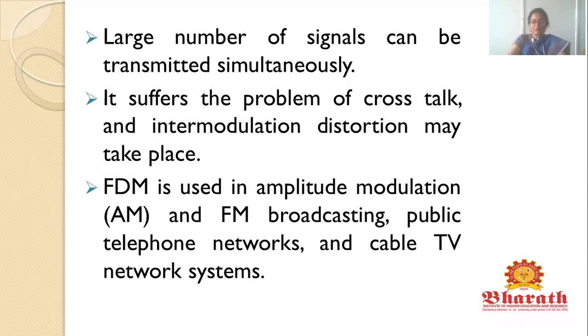In this frequency division multiplexing, a large number of signals can be transmitted simultaneously. Frequency division multiplexing suffers from the problem of crosstalk, as already told you, and intermodulation distortion takes place. Frequency division multiplexing is used in amplitude modulation and FM broadcasting, public telephone networks, and cable TV network systems.